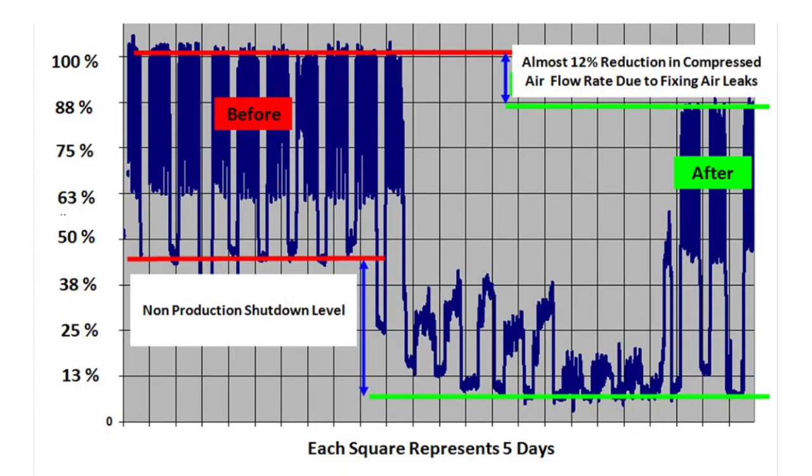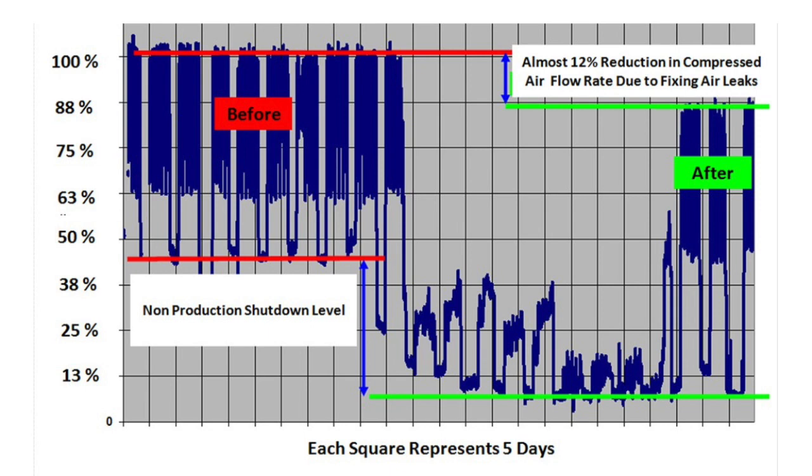This graph shows the results of a company that did a top-notch job in eliminating their air leaks. The left-hand part of the graph shows system pressure over time before implementing an aggressive air leak reduction program, and the right-hand side shows system pressure after that. The first thing you see is that the non-production shutdown level goes down to about 10% of the system's maximum pressure. So this program is working very well. And if you think you can do better than 10% of the max, you're a little nuts. 10% is about as good as it gets.